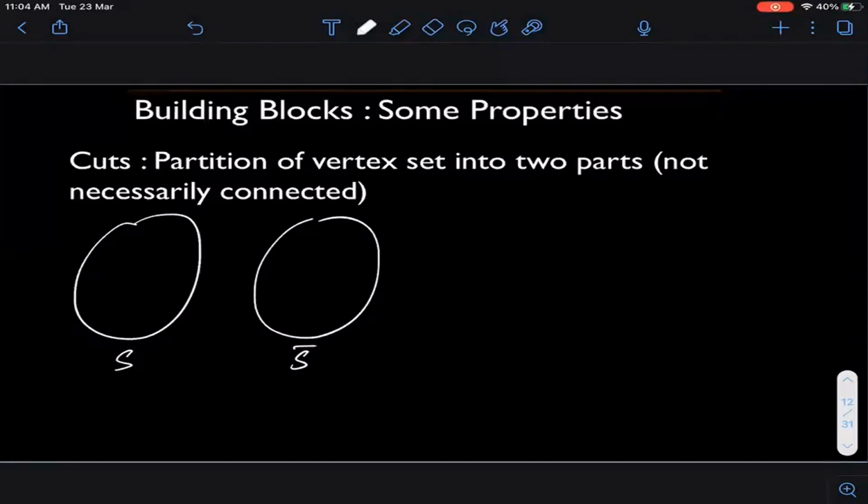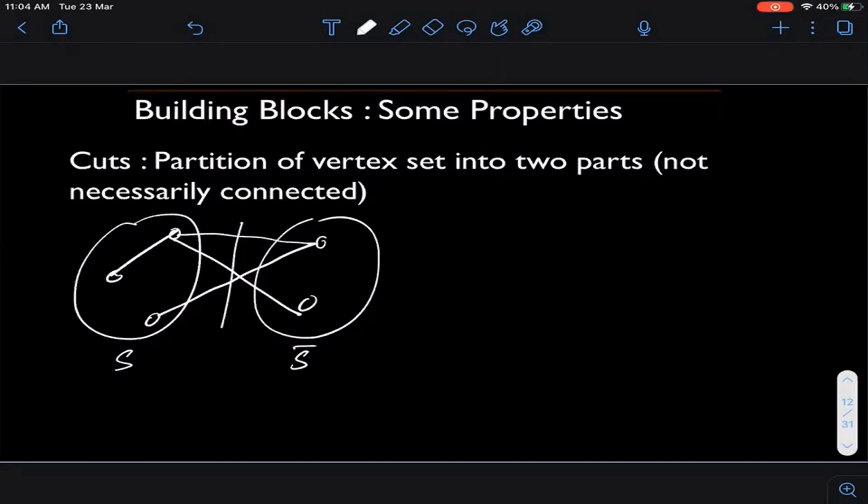Okay, and what are the edges going across a cut in your graph? Whatever edges have one endpoint on the S side and the other endpoint on the S bar side, we say that those are the edges that are crossing the cut. So if my graph looks like that, then these are the edges that are crossing the cut. Is that clear?